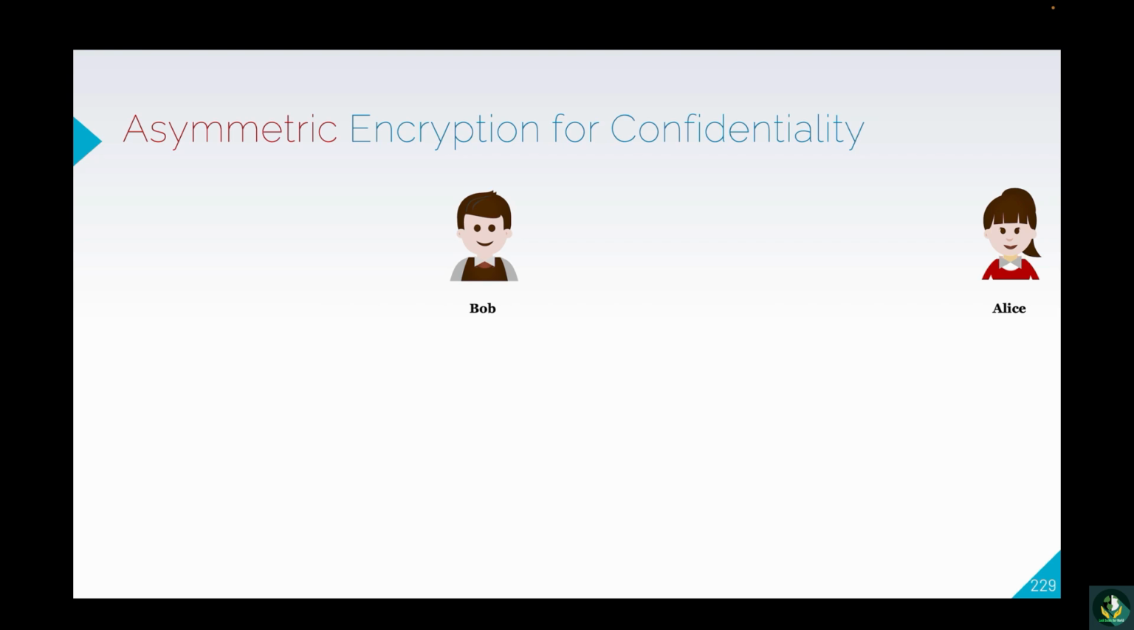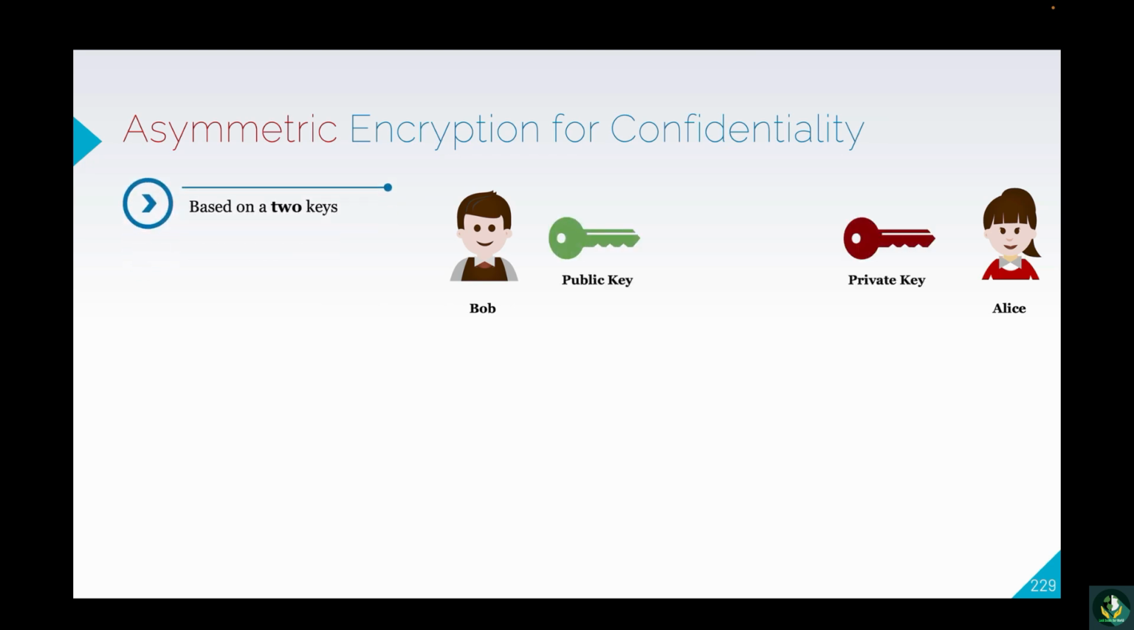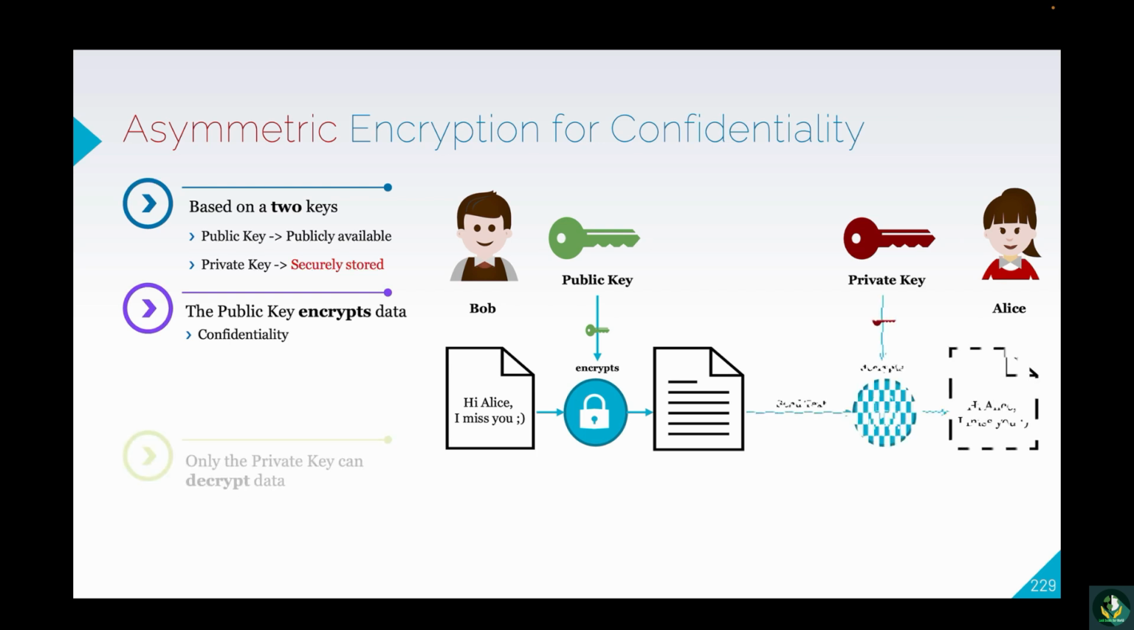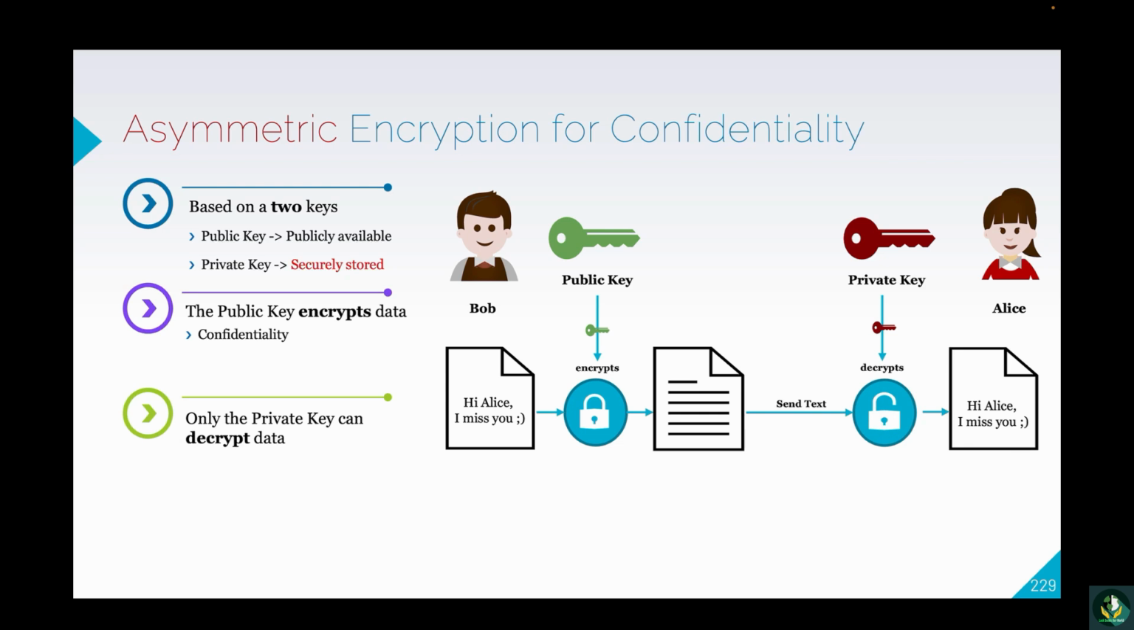Here is how asymmetric encryption for confidentiality works. Instead of Bob having the private key and Alice the public key, like in signing, Bob gets the public key and Alice keeps the private key. The public key is openly shared while the private key is kept secret. When Bob writes a message, he encrypts it using Alice's public key. Since the public key is available to anyone, it ensures that only Alice, the holder of the private key, can decrypt it, keeping the message confidential. Once encrypted, Bob sends the message to Alice. She uses her private key to decrypt the message and read it. Since only Alice has the private key, we can be sure that no one else can read the message.